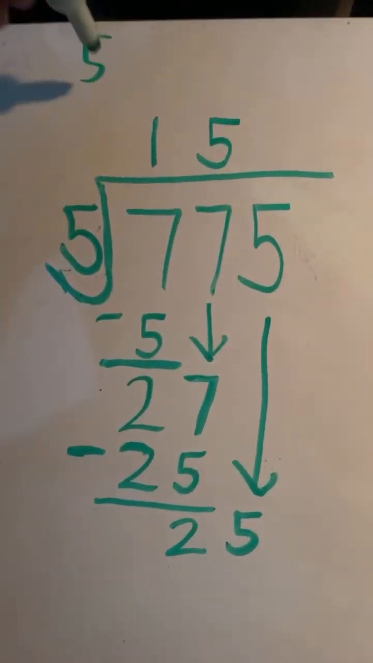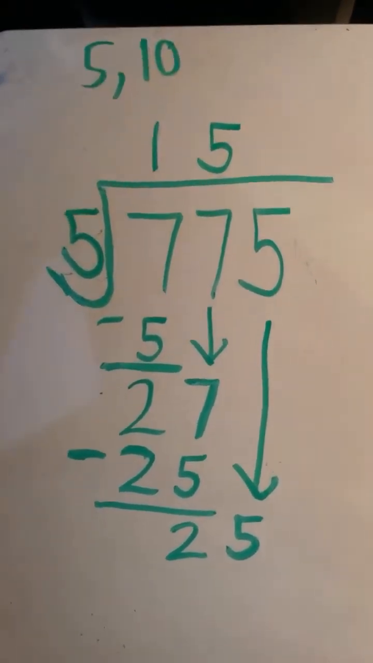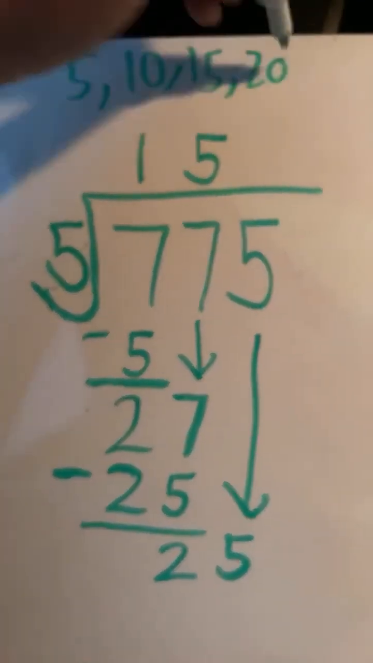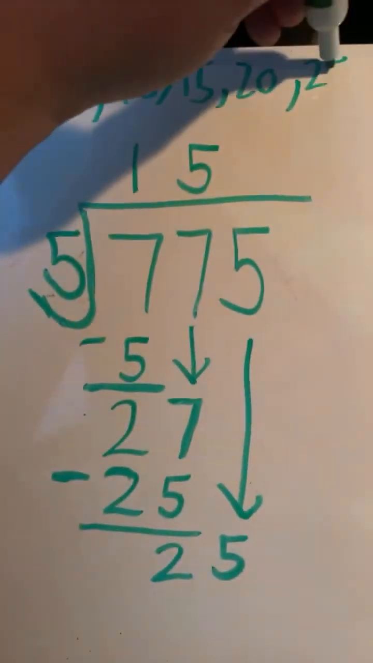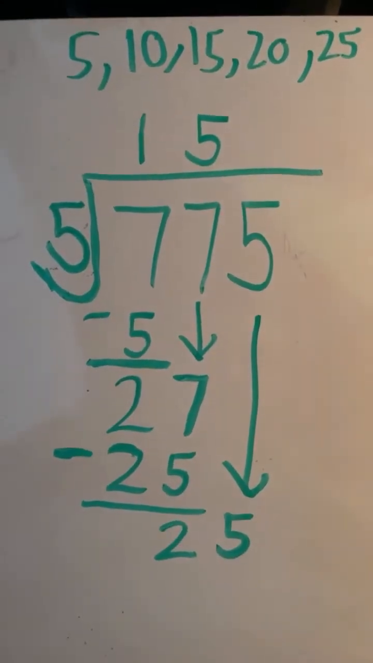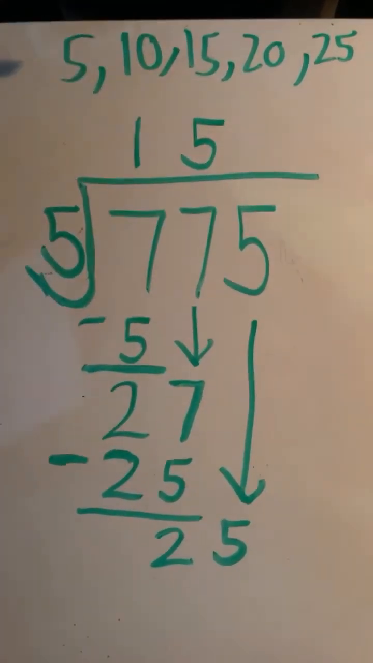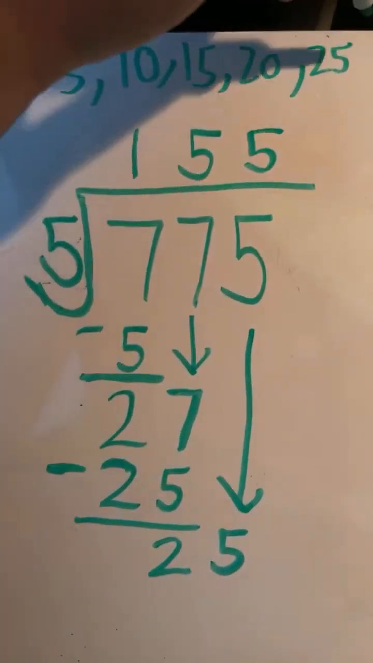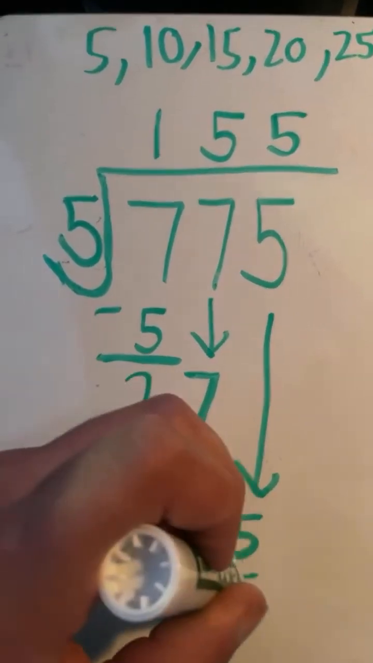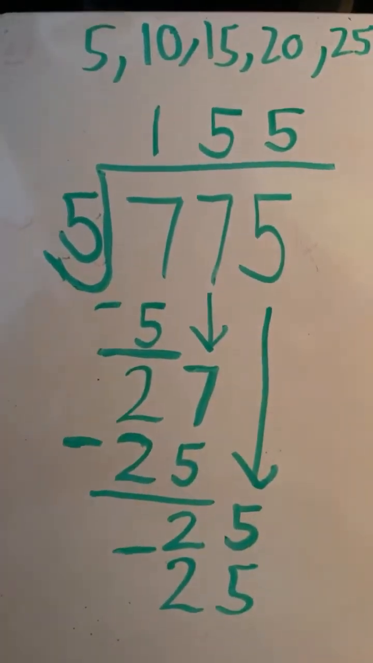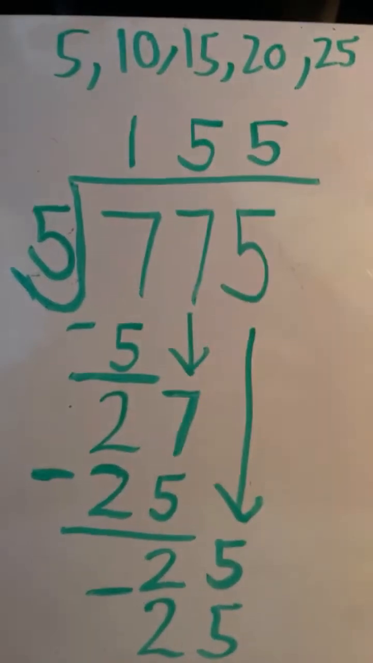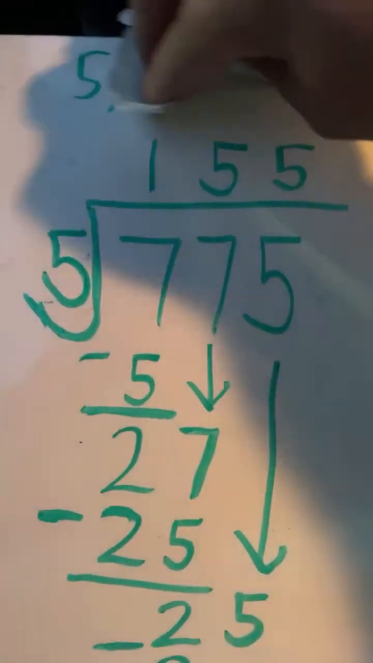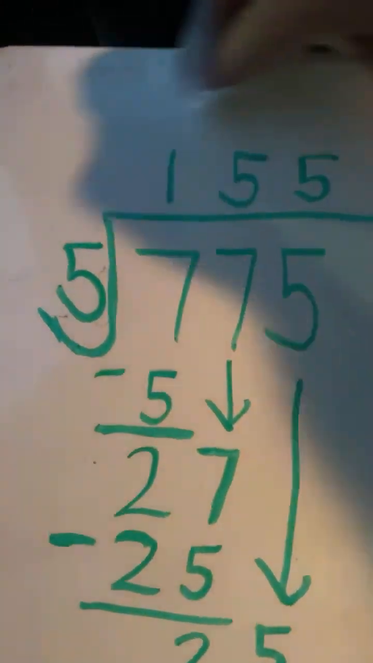All right, so 5. That's one group. 10, 2 groups. 15, 3 groups of 5. 20, 4 groups of 5. 25, 5 groups of 5. I ended up counting by 5s 5 times to get to 25. And I landed right on 25, so 25 is what we subtract to see if there's any remainder there. I have a strong feeling that there's not going to be. I know whether there's going to be or not, but don't want to give anything away.